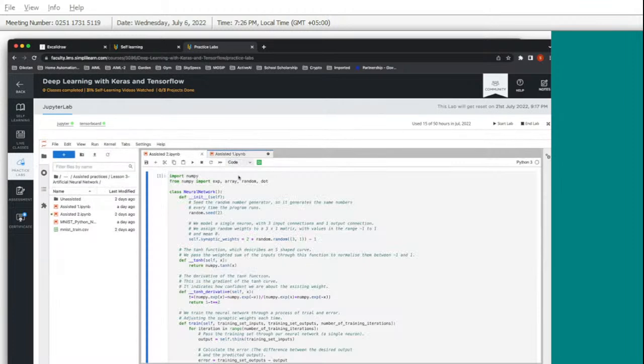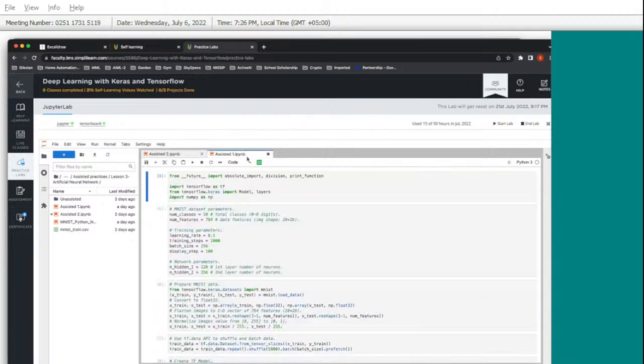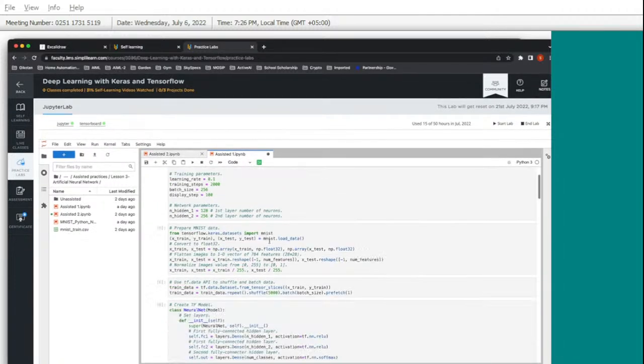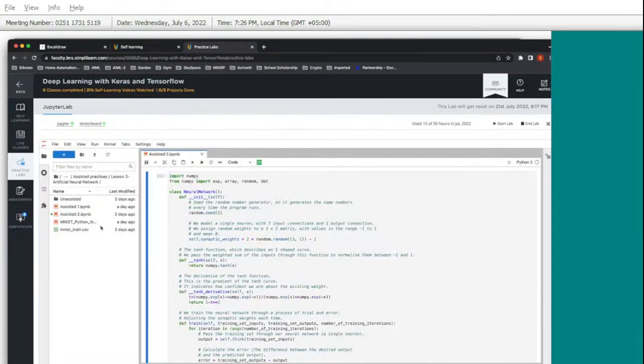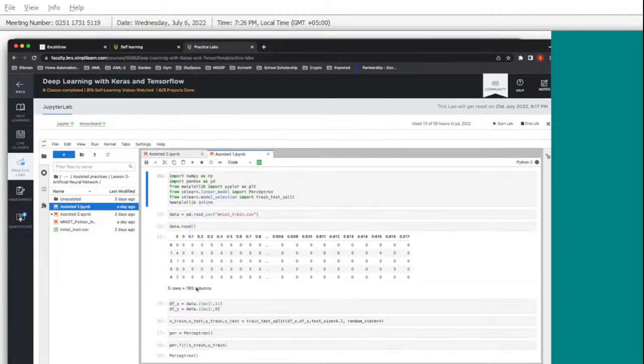Discard, and this is what we will look at. This is what Assisted 1 is, if you remember, we looked at it on the first day itself. Let me close this, and I will open Assisted 2 as well, which we have gone through.